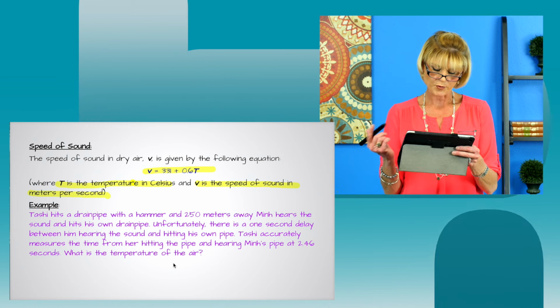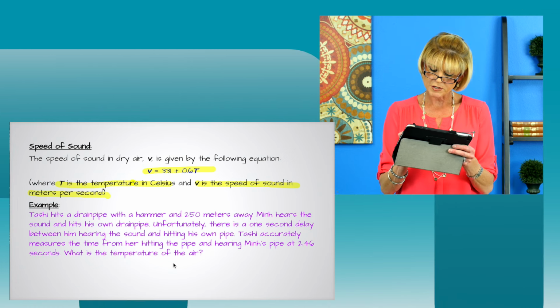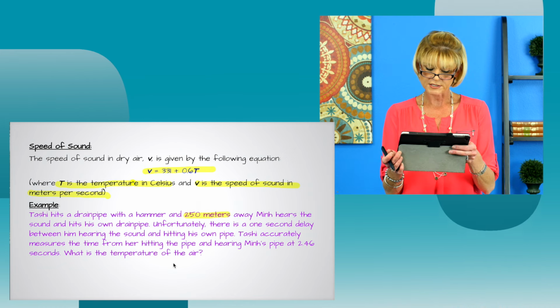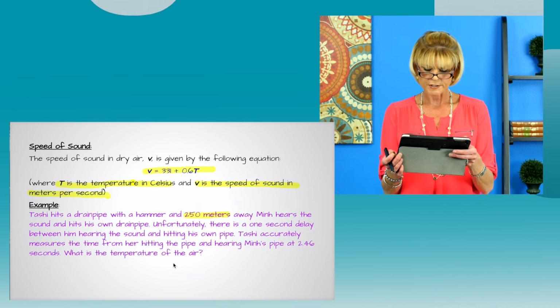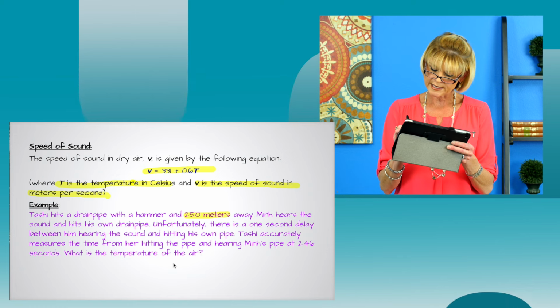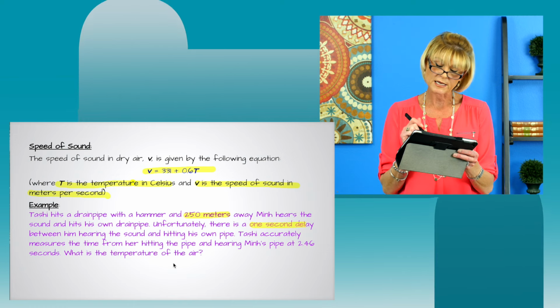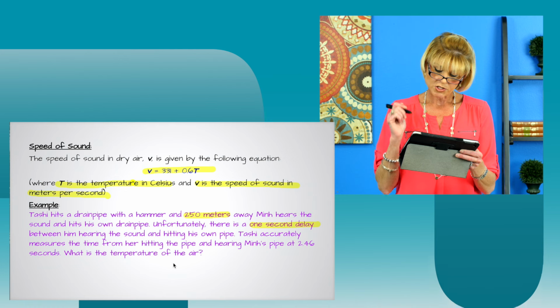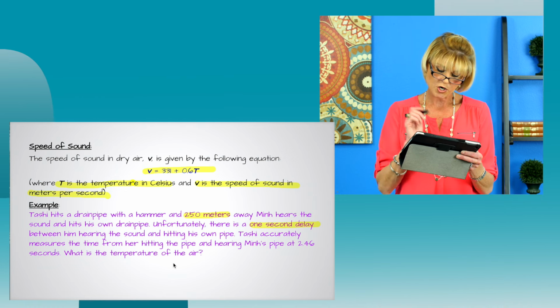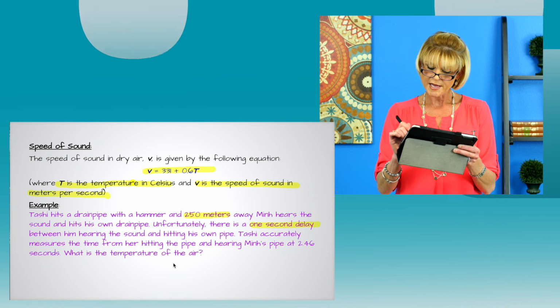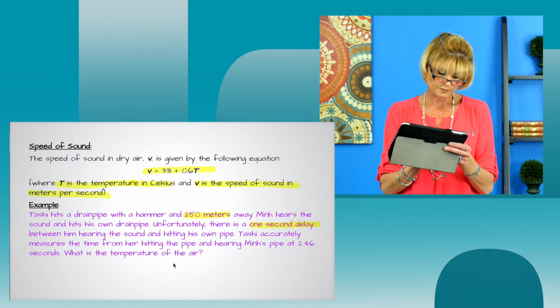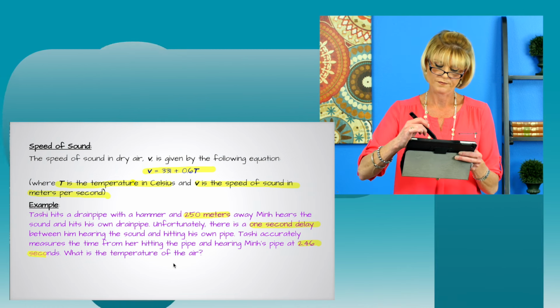Tashi hits a drain pipe with a hammer, and 250 meters away, Min hears the sound and hits his own drain pipe. Unfortunately, there is a 1 second delay between him hearing the sound and hitting his own pipe. Tashi accurately measures the time from her hitting the pipe to hearing Min's pipe at 2.46 seconds. What's the temperature of the air?